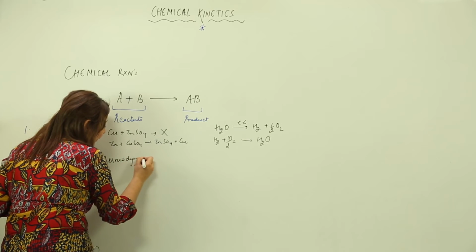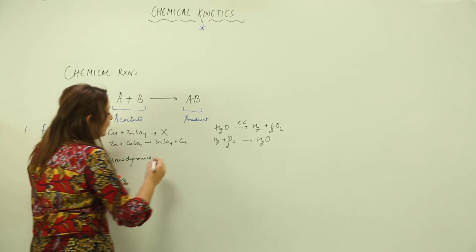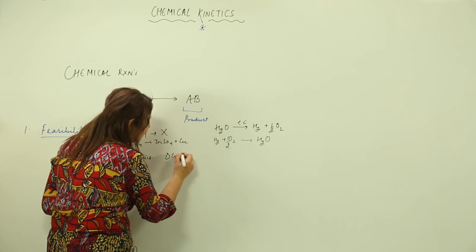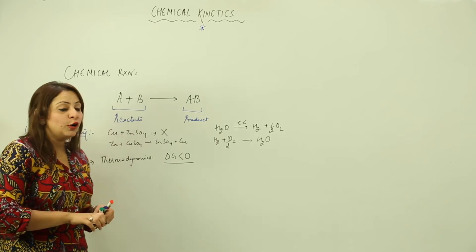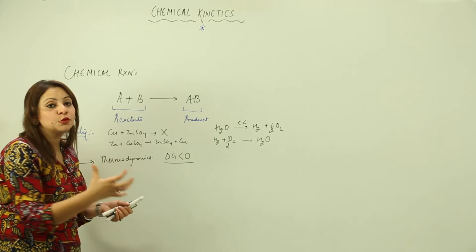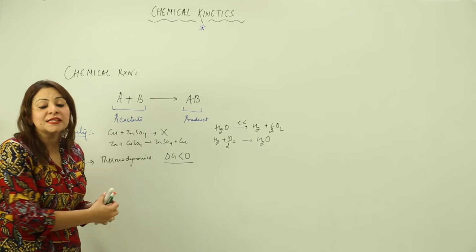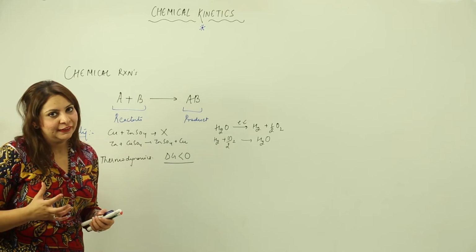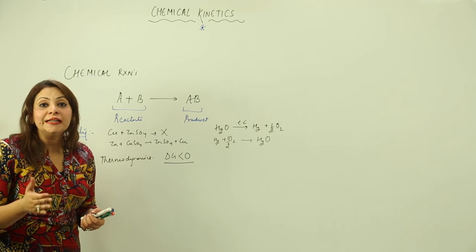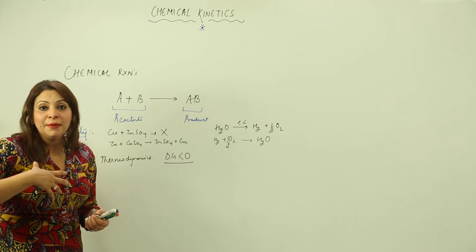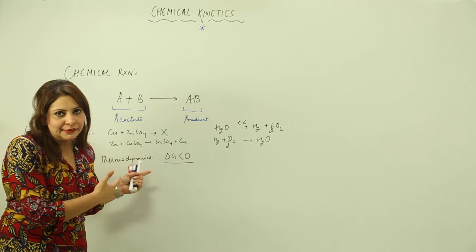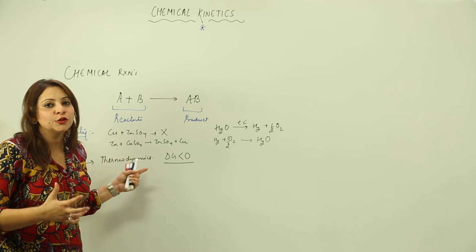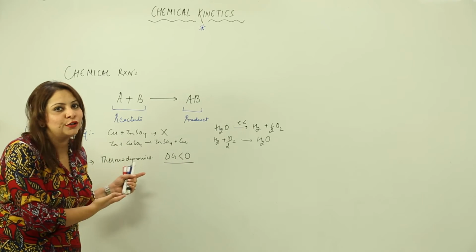According to thermodynamics, when delta G is less than 0, that means the reaction is feasible, right? So from delta G less than 0, that is from thermodynamics, we come to know about the feasibility of the chemical reaction. This is the reason that we study thermodynamics, because it makes us aware about the feasibility of the reaction. This is the first concern when we are talking about a chemical reaction, the feasibility, that I already told you.